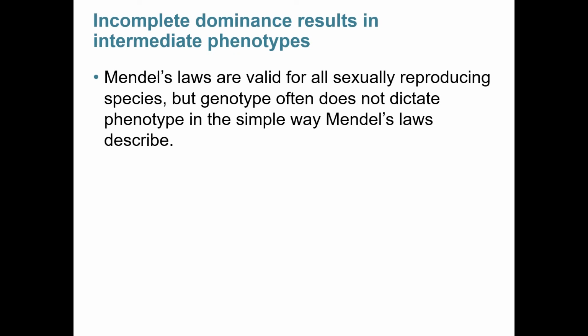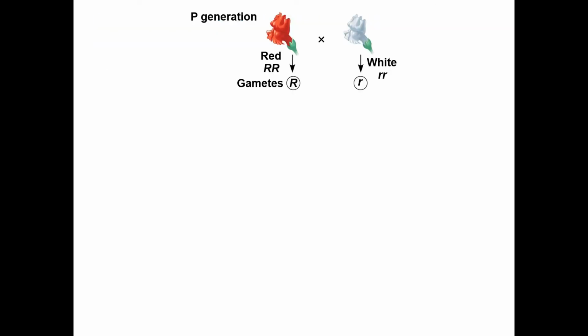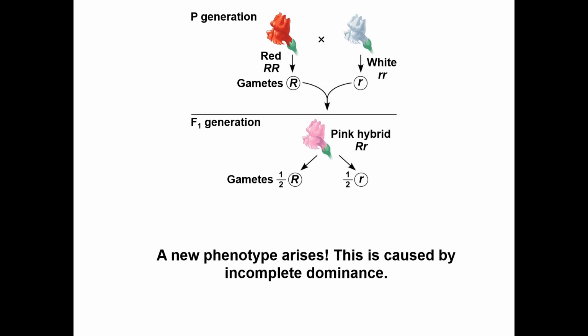in this simple way. What if, for example, we started with a red flower and a white flower and we crossed them together? Based on our previous understanding of Mendel's law, we would expect all of the flowers to be red, right? Since red is dominant to white here. However, sometimes what happens is instead we get a hybrid or a mixing of the colors. This is a new phenotype, and it's caused by something called incomplete dominance.